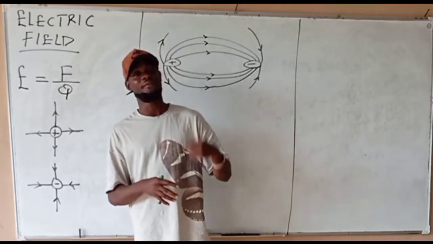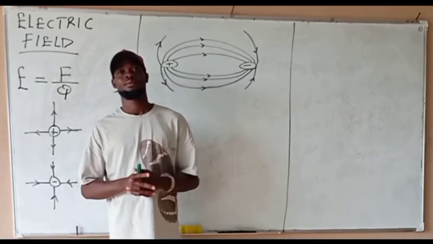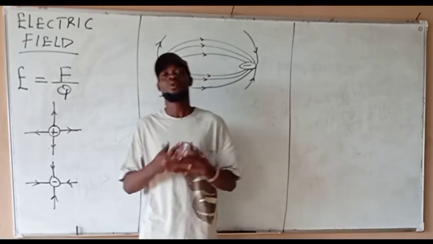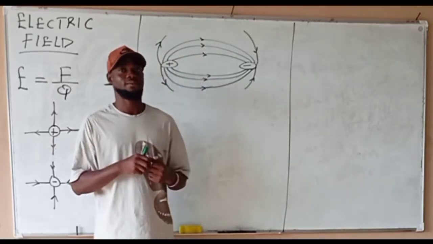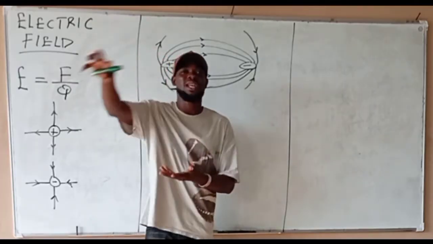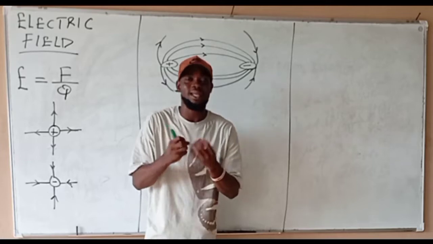Now, how do we define an electric field? What is the meaning of electric field? Electric field can be defined as a region of space in which electric force can be felt. Electric field is just a region around a charge where you can feel electric force.